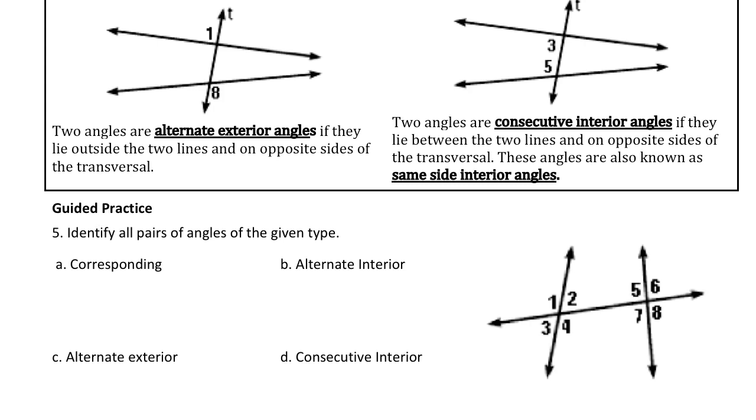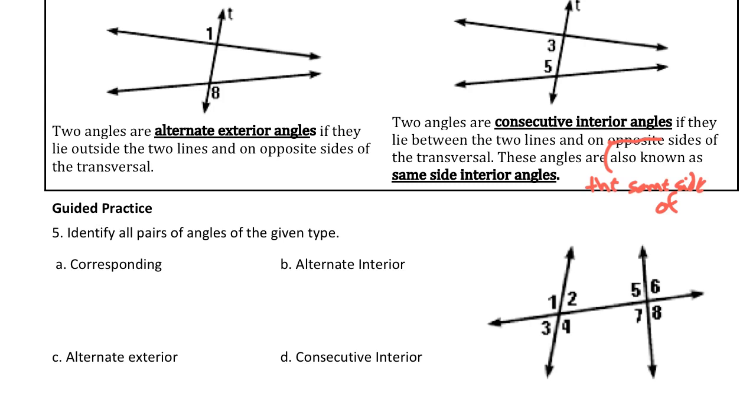And then the last relationship, consecutive interior angles. Two angles are consecutive interior angles if they lie between the two lines on the interior of the lines and they're on, and I made my first typo here. I will fix this in the notes I give you. They're not on opposite sides of the transversal. They're on the same side of the transversal, okay?